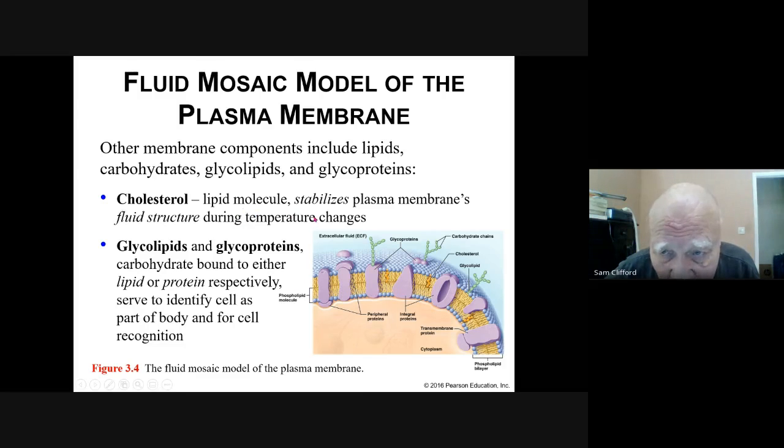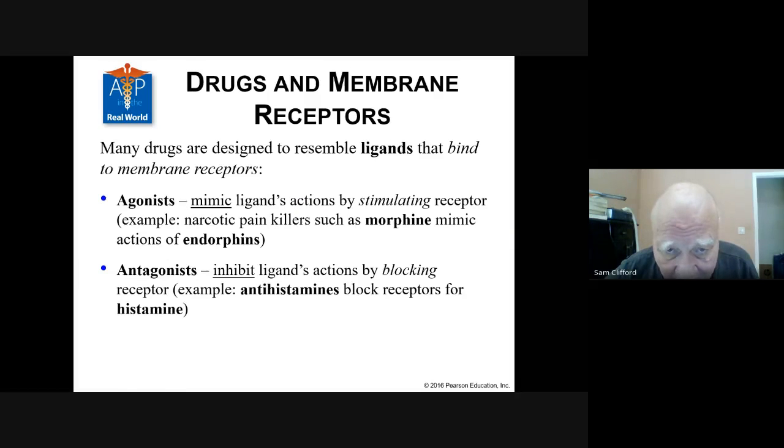Cholesterol is found in the membrane. Right here, for instance, I mentioned glycoproteins and glycolipids. Pay close attention to these definitions. There will be questions on WebAssign about glycolipids and glycoproteins. Understand the function of cholesterol in the membrane. Drugs act as ligands. Ligand agonists will usually stimulate a receptor. Antagonists will block a receptor.